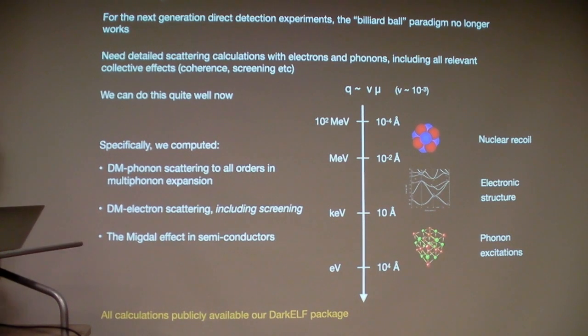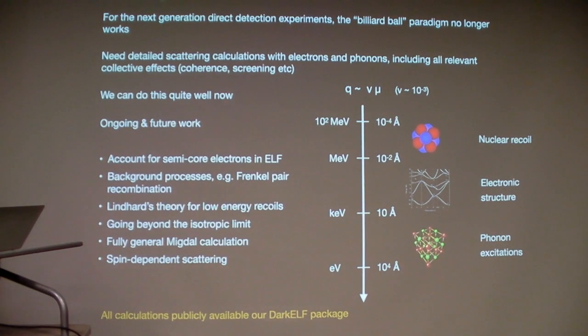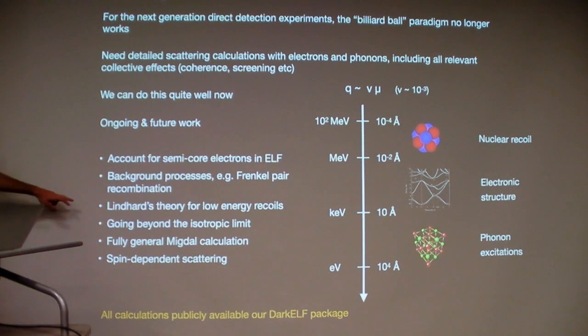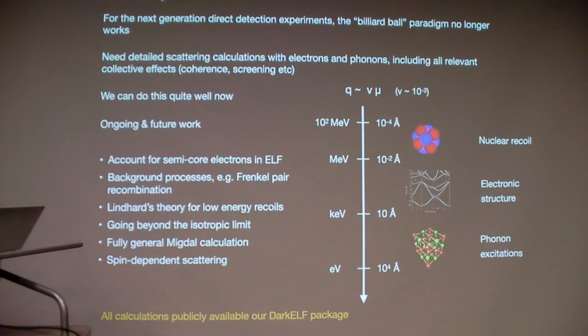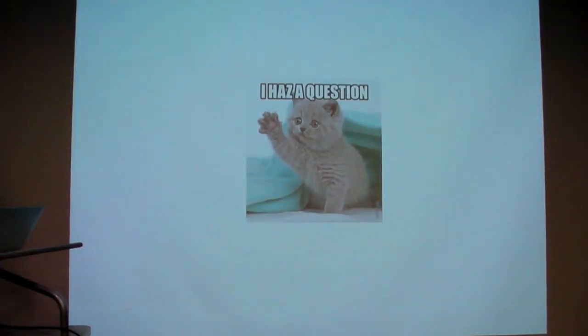And we were able to do a Migdal effect for the first time. Some stuff we want to do is, as I mentioned, the semi-core electrons. There are some backgrounds that we want to calculate, something called Frenkel pair recombination if you're interested. Some of our postdocs are suffering on that with me. And then the Lindhard theory, and there are a few other things that we want to be doing, like spin-dependent scattering, which is something that we can also do at this point. But that's for another day.